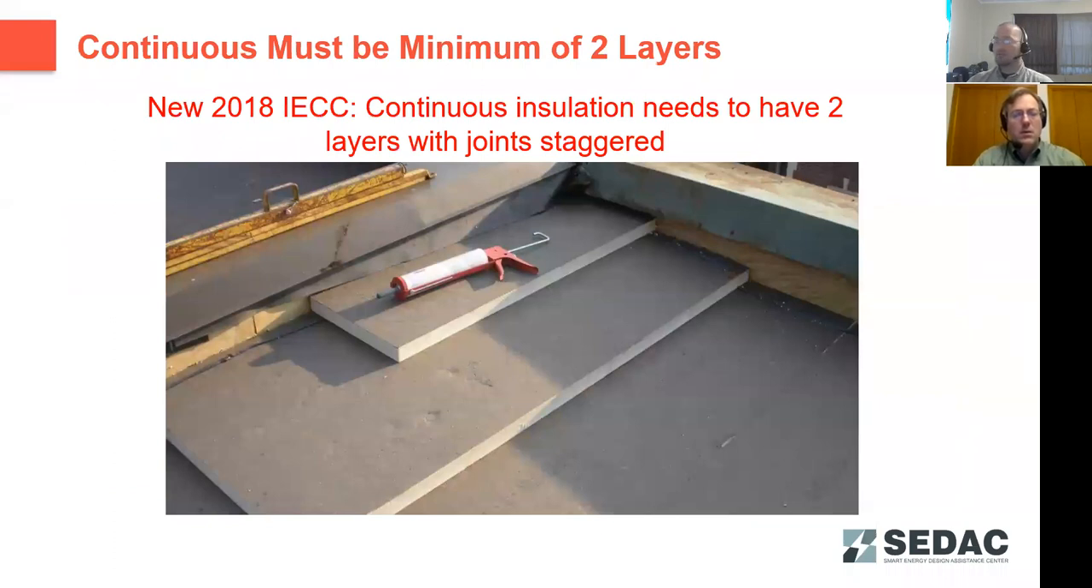For insulation above the roof deck, new to the 2018 IECC, there must be a minimum of 2 layers and the joints have to be staggered. This cuts down on air infiltration through that insulation and improves the overall effectiveness of the roof insulation if it's above deck. In the 2015 IECC, that requirement for staggering those joints was not listed.